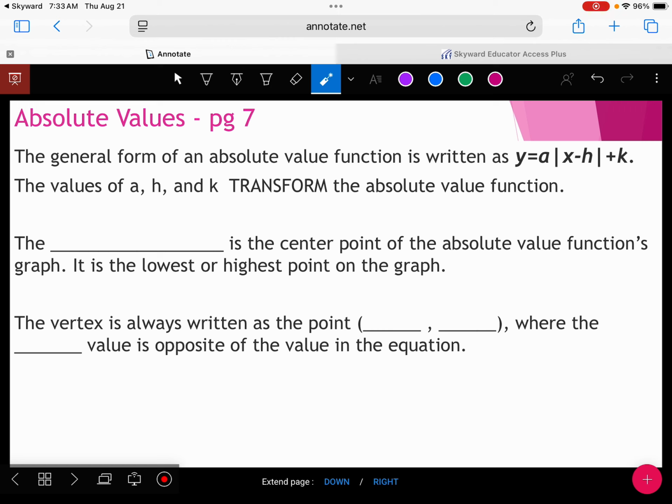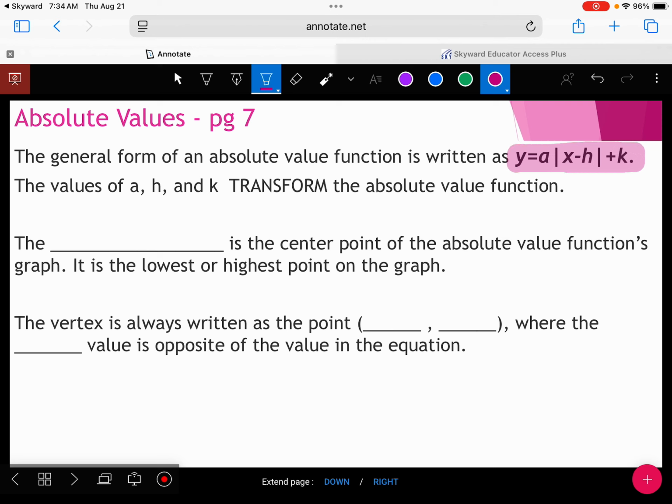Okay, what we're going to talk about today, and what we're really going to focus on for, I think, the rest of this chapter, are absolute values. We've worked with absolute values before, but not a super ton. Probably touched on these in Algebra 1. So all of this is in the workbook on page 7. And this is going to be a piece that we see frequently. This is called our general form of absolute values.